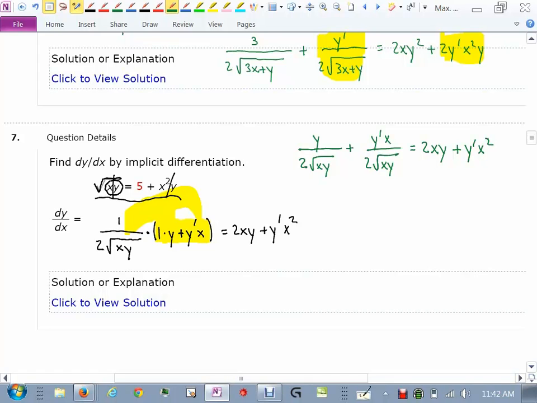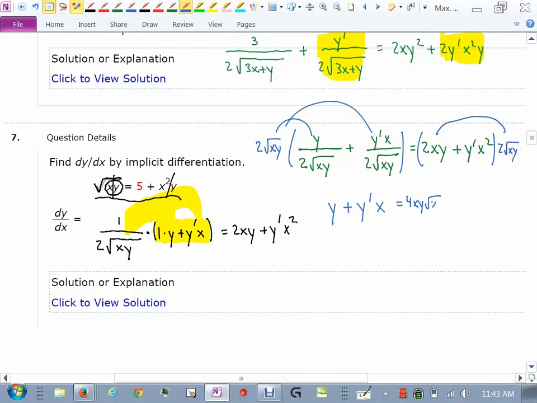Now, I think what I'm going to do now, just to show you, we could multiply through by the LCD right now. If you don't have to wait till the very end. So I can multiply both sides by 2 root xy. And what happens is when I distribute here, it cancels out. So that gives me y plus y prime x. And then on the right side, let's see, here to here, we get 4xy root xy. Then we get plus 2y prime x squared root xy.